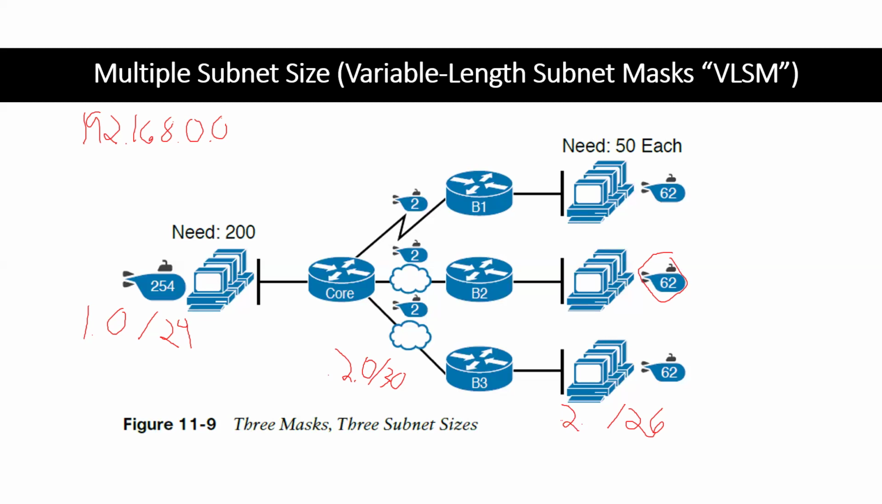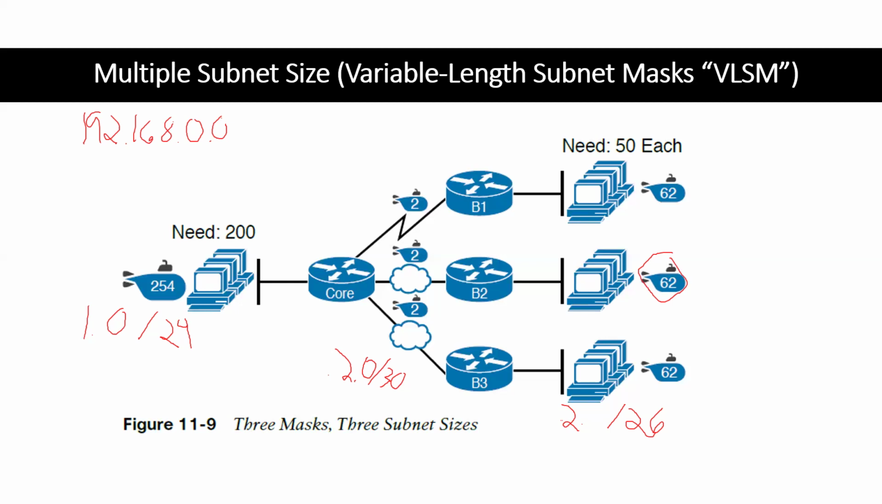192.168.2.0. Because that's the broadcast address for the WAN network, that broadcast is going to be .2.3, and the next network available is going to be 192.168.2.4. And so we can go ahead and split it up like that.